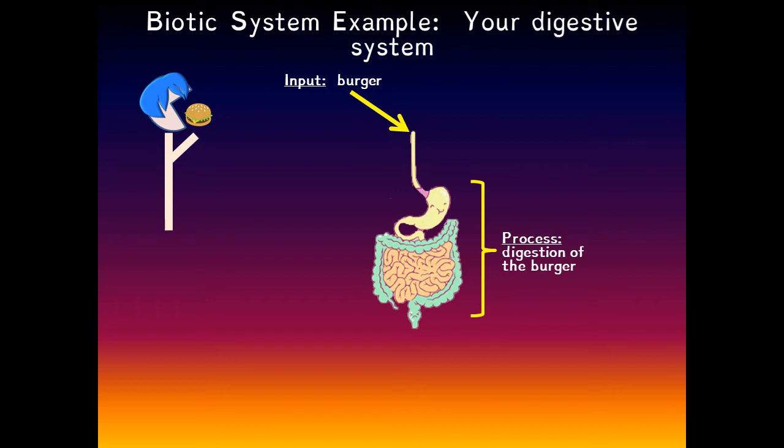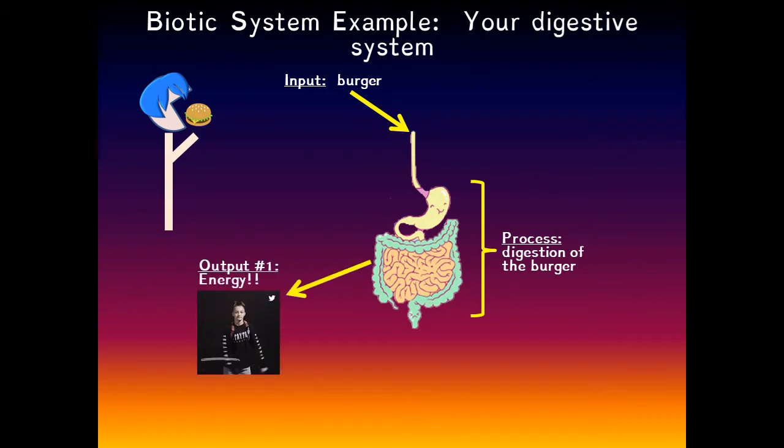Now we're going to have two outputs with this system. The first output is energy, so you can go do whatever it is you want to do. The second output of this system is waste. This is the material your body doesn't need, so it comes out the other end.